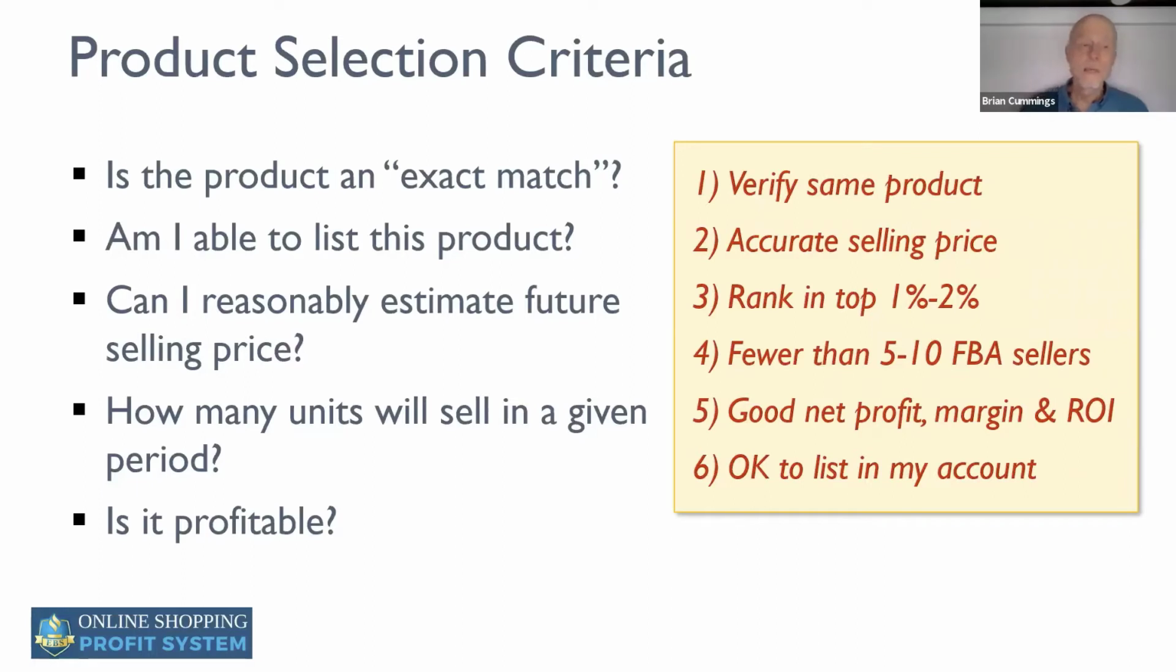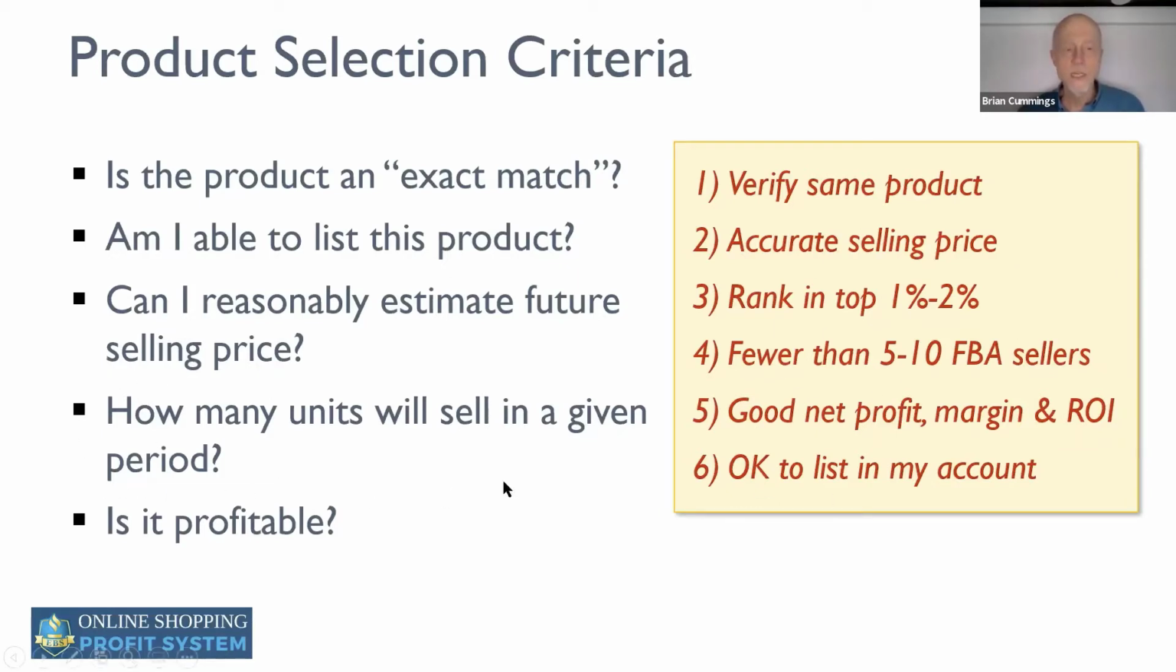And then the next thing, and this has to do with how many units we'll sell in a given period. It could have a really good rank, but if it's got 20 sellers competing for the buy box, that means that even though it might be selling 100 units a month, if there's 20 sellers that you have to compete with, you're only going to get 5 of those sales. So competition is another factor right here.